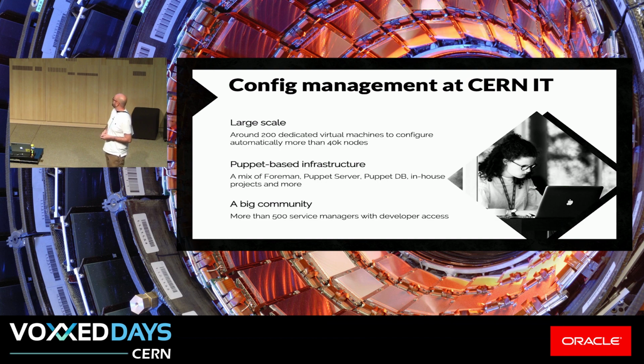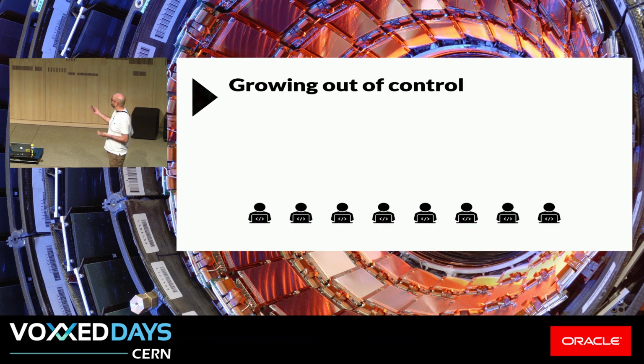Other tools that we use are Foreman, PuppetDB, and Rundeck, among others. And to specify the configuration on all the nodes, we rely on the work of 500 service managers, more or less, all of them with developer access. And this is actually a problem. Ideally, Puppet is thought to have small teams of power users who manage the configuration, and the most important thing is that they trust each other. It's not like we don't trust our service managers, but it's a big group.